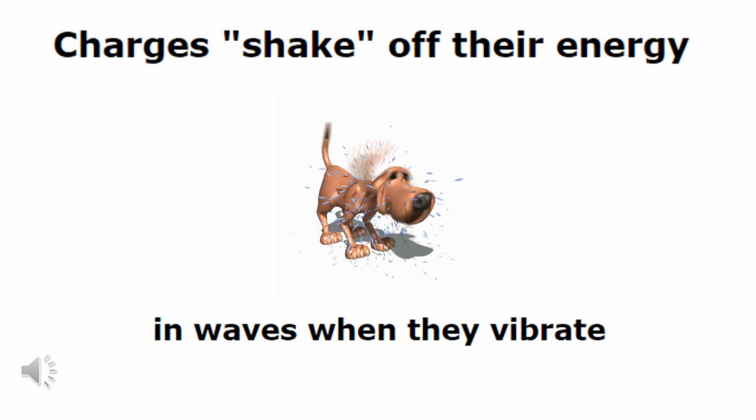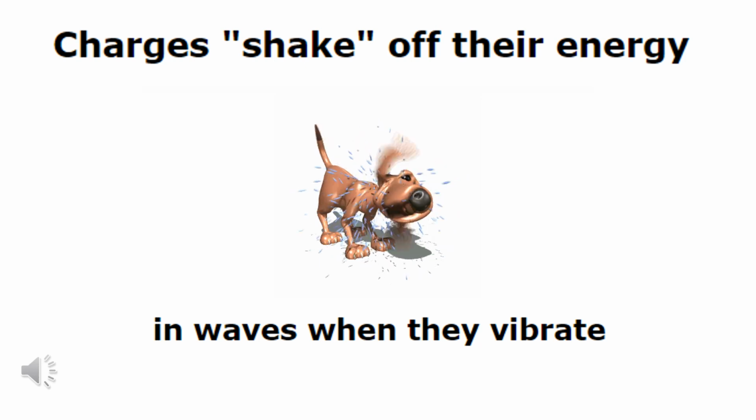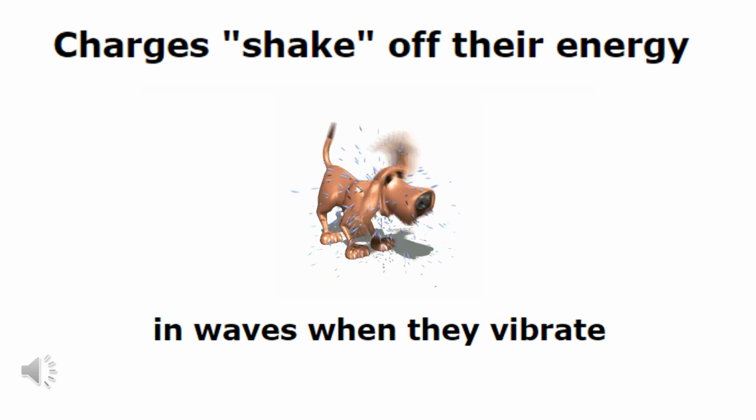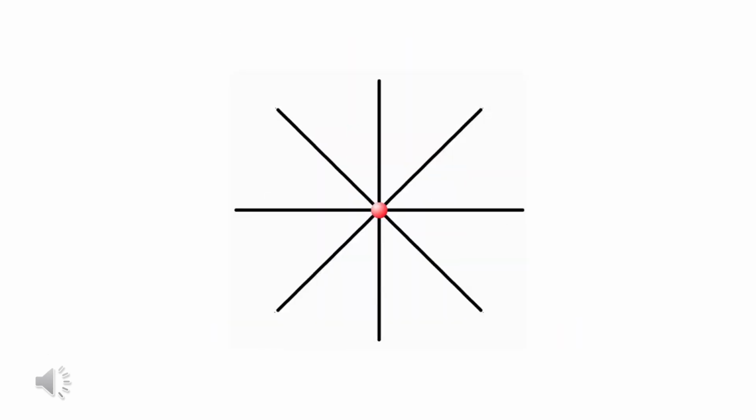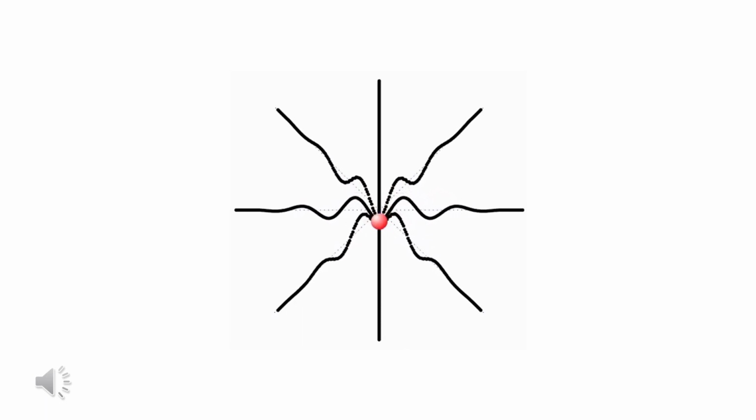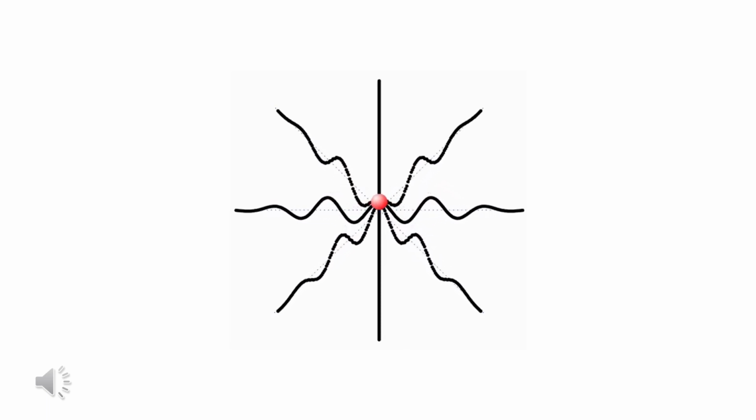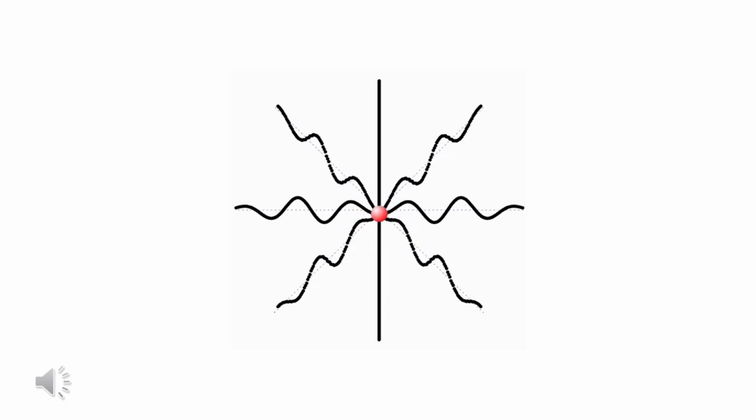The charged particle shakes off a wave of energy with every oscillation, much like a dog shakes off water after a bath. The red dot in this animation represents an oscillating charge. An oscillating charge emits transverse waves. The wave is transverse because the direction that the wave travels is perpendicular to the vibration that produces it.